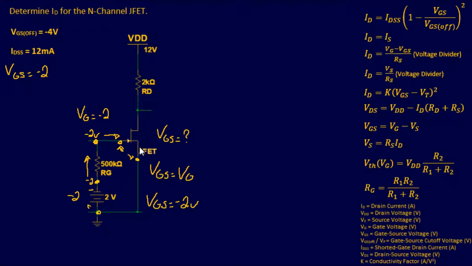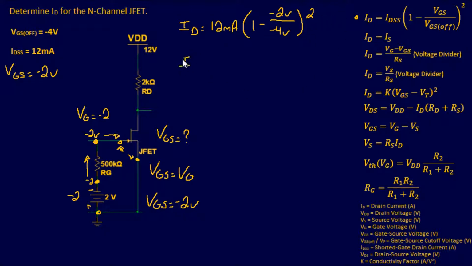Now the good news is we actually have all the parameters we need to plug and chug into this equation right here. So let's go ahead and do that. Drain current, ID, equals 12 milliamps times 1 minus, and we said this one's going to be negative 2 volts. Negative 2 volts over, and we already have a cutoff provided to us, negative 4 volts. Close parentheses, and then that one's going to be squared.